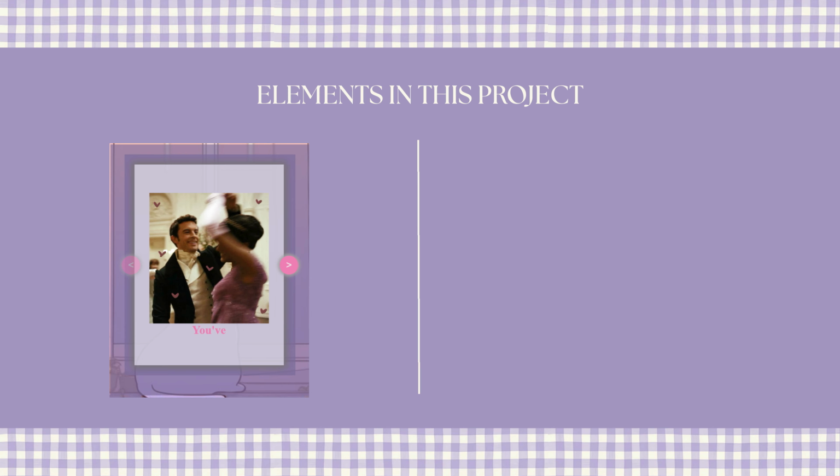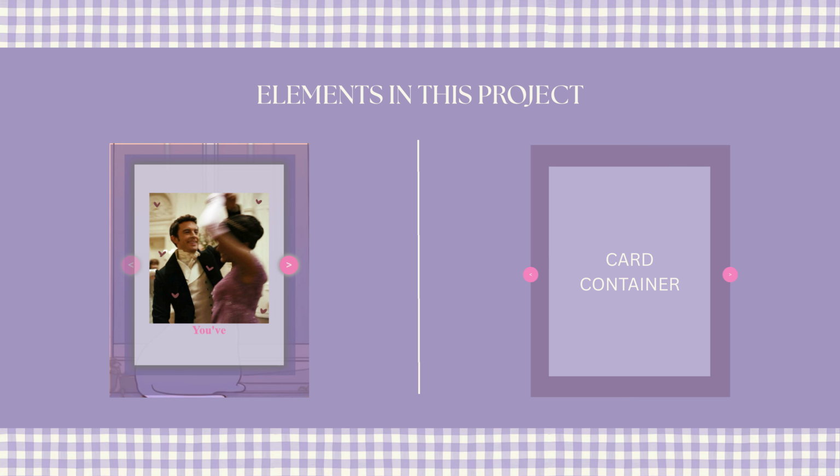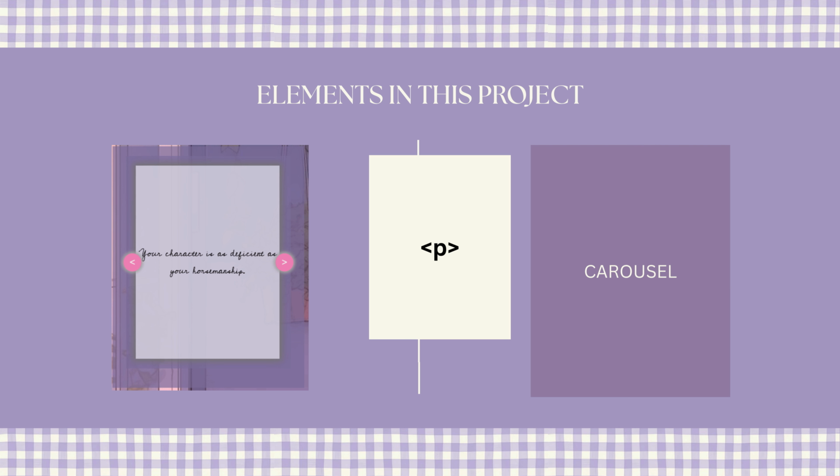Before we get coding, let's understand what we need to build. First, we have a carousel and buttons to scroll through the cards. Then we have a card container which contains the card and a front and a back side of the card.